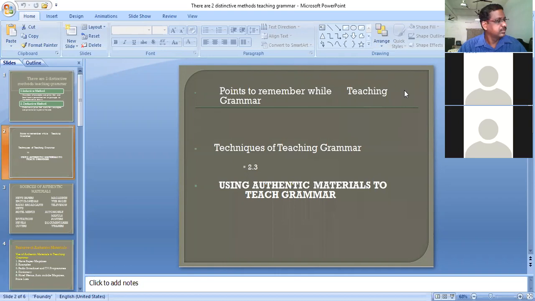Now, techniques of teaching grammar. We are going to know about the techniques of teaching grammar. What are the techniques? Grammar is taught through examples. Examples of sentences, structures and patterns must be taught first. Then next, oral work. Oral work is neglected in grammar, and written exercises we are giving more and more.